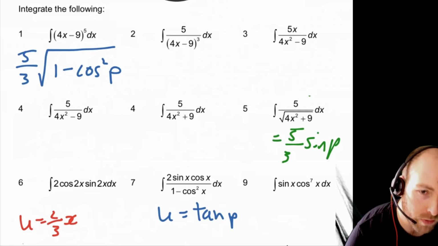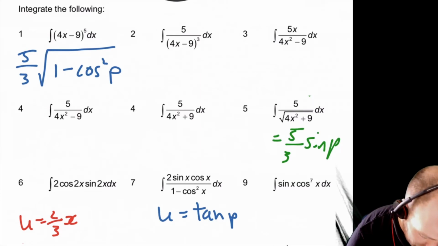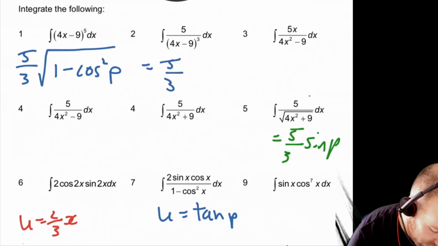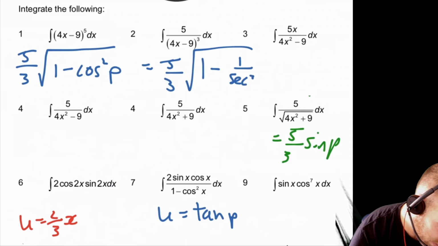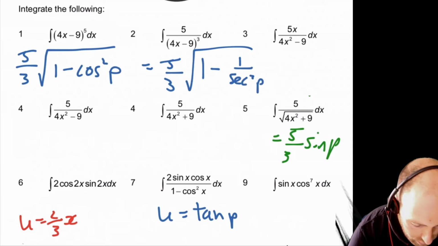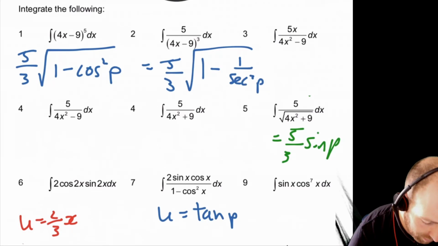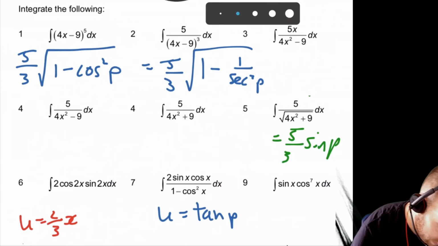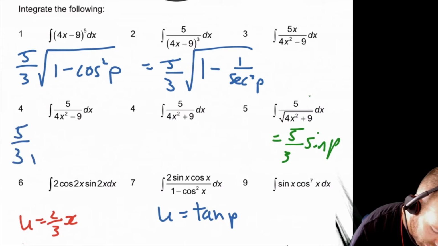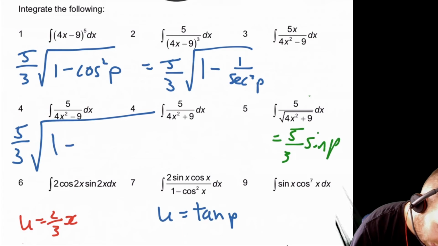Cos squared is 1 over sec squared. So 5/3 square root 1 minus 1 over sec squared. Sec squared is 1 plus tan squared, so I can say it's 5 over 3 square root 1 minus 1 over 1 plus tan squared.